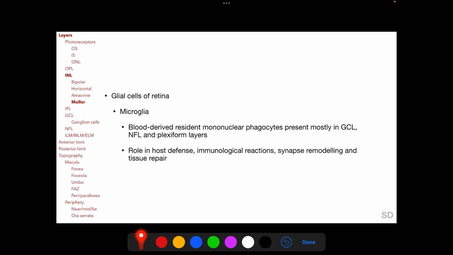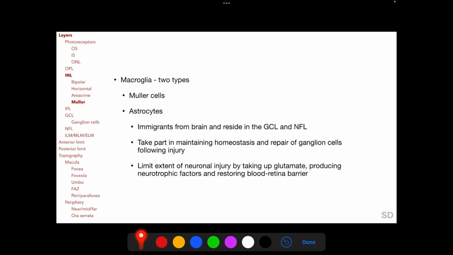Here we'll discuss the glial cells of the retina, which can be classified as microglia and macroglia. The microglia are the blood-derived resident mononuclear phagocytes present mostly in the ganglion cell layer, the nerve fiber layer, and the plexiform layers, and they play a role in host defense, immunological reactions, synapse remodeling, and tissue repair.